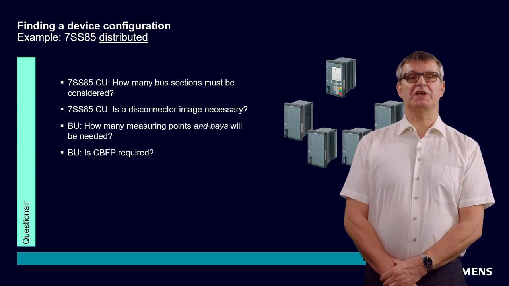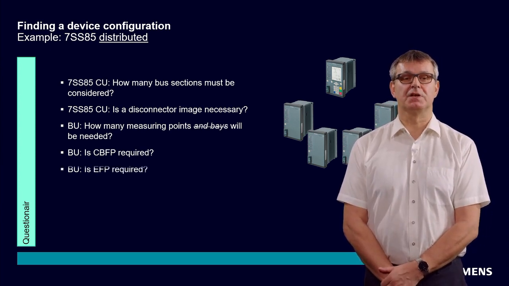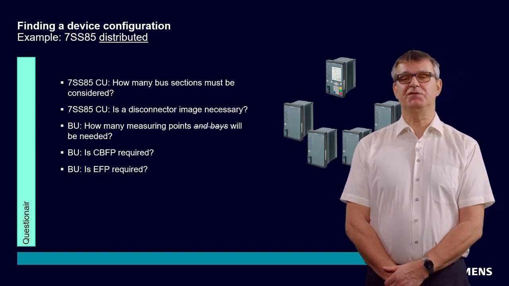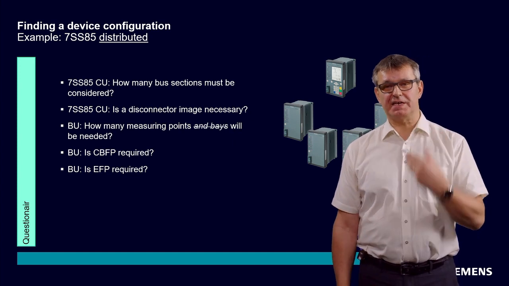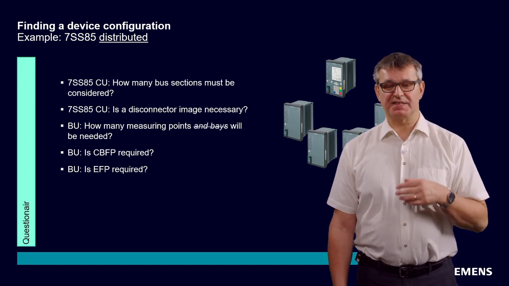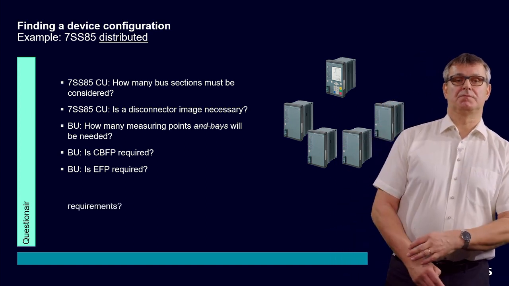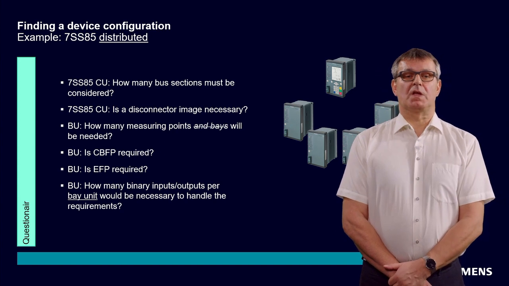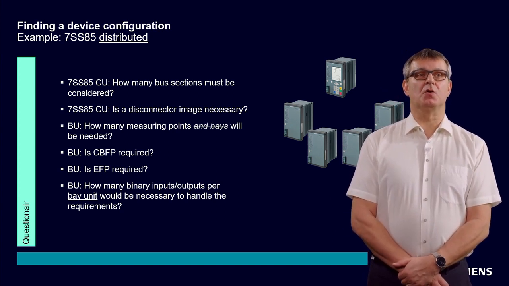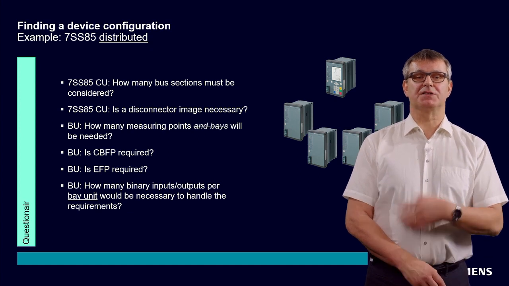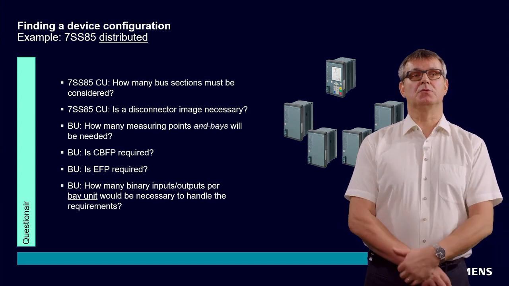Do we need circuit breaker failure protection? Also this question is necessary for the bay unit. And also the end fault protection must be located in the bay unit. So all in all, all backup protection functionality must be located in the bay unit. And of course, for the bay units, it must also be answered how many binary inputs and how many outputs I need in the bay unit.